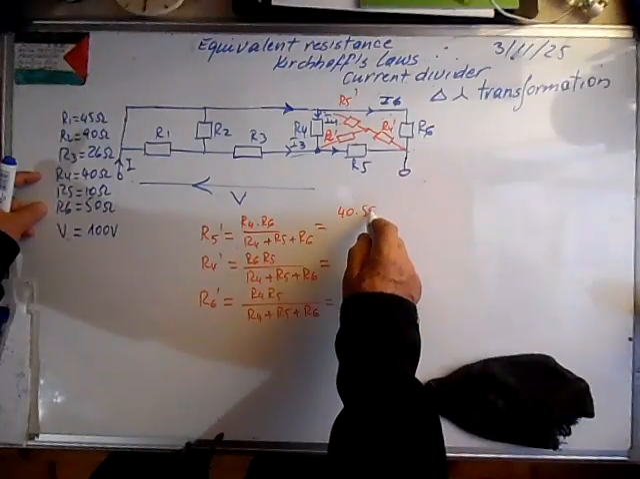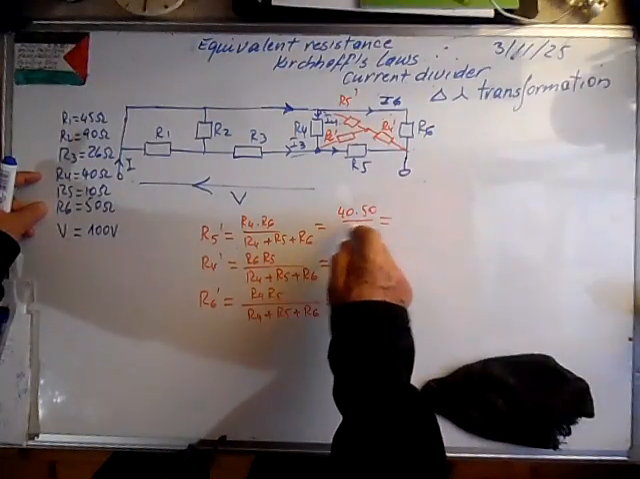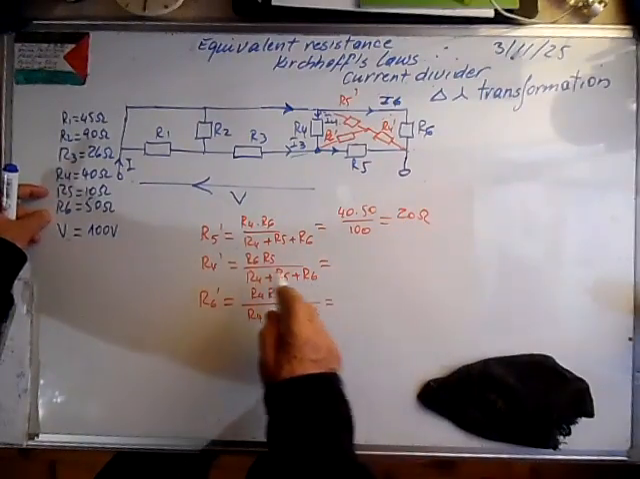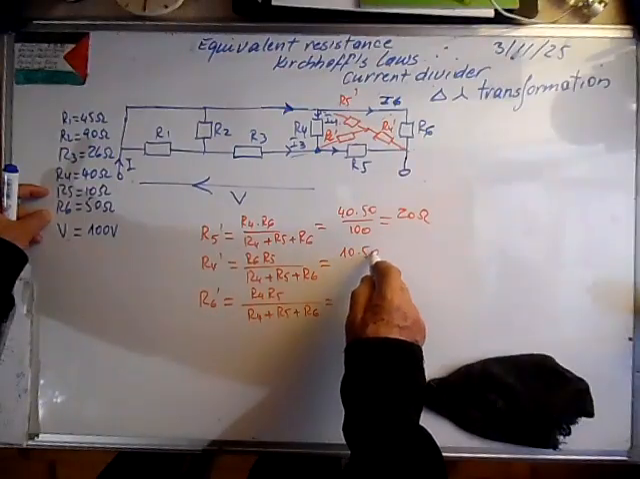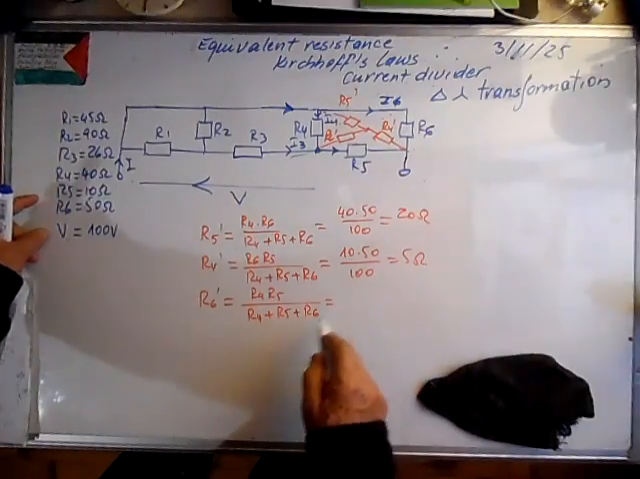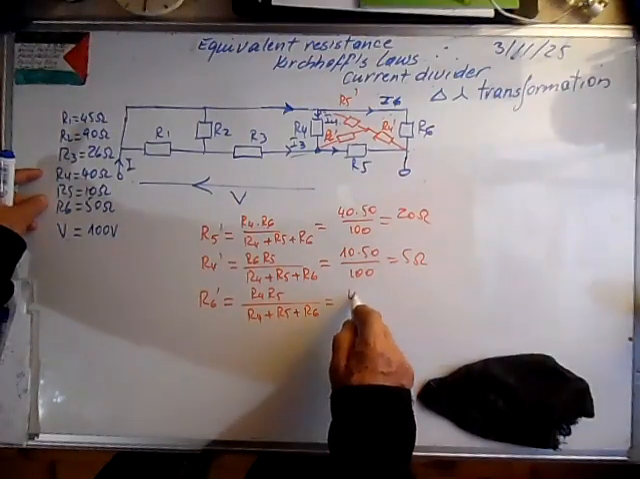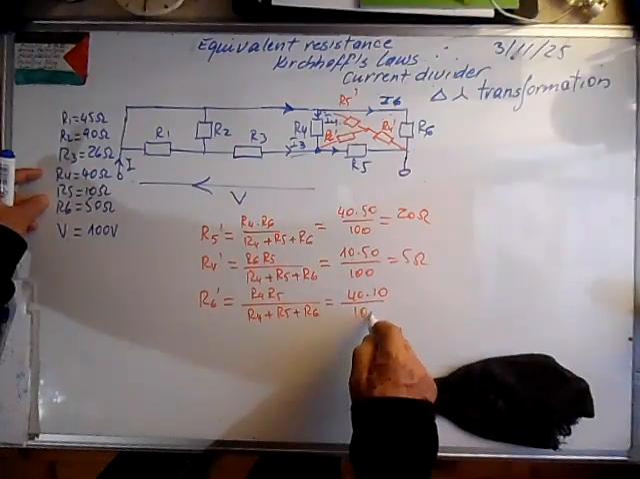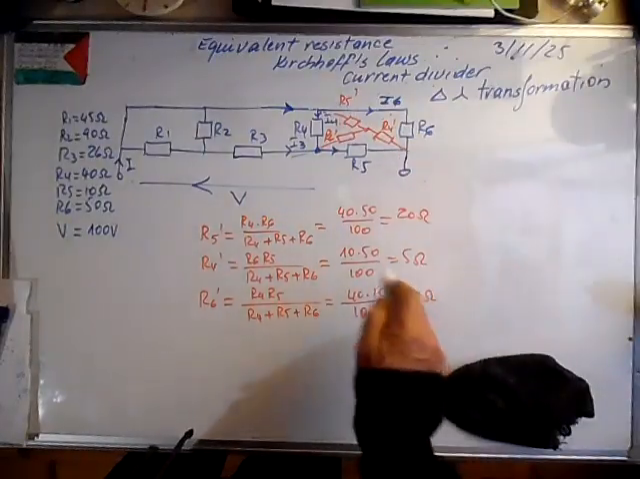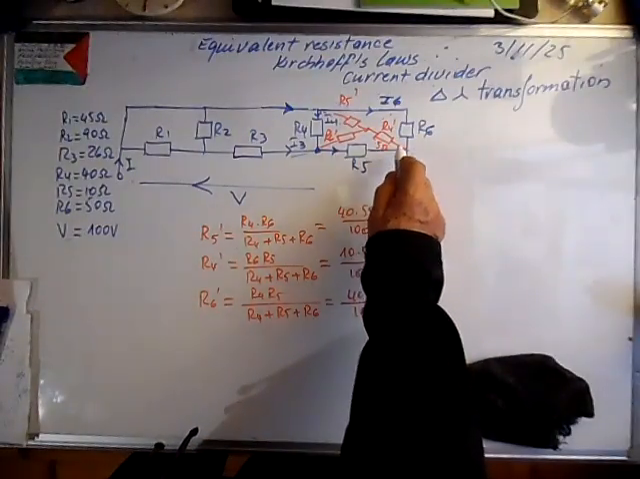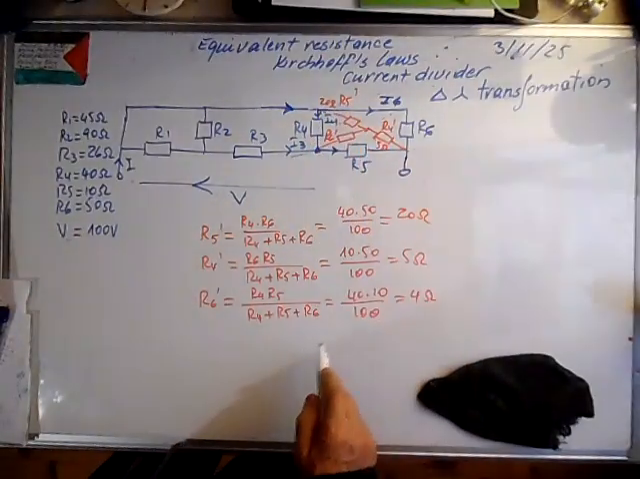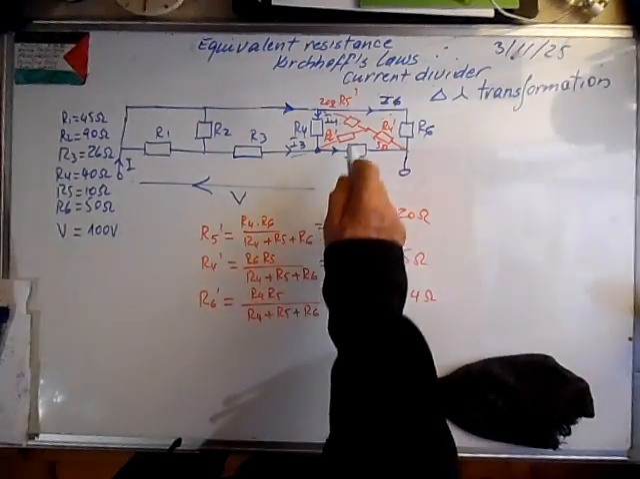Okay, R4 R6, 40 times 50 over the sum, this is 100, so it means 20 ohms. Here R6 R5, 10 times 50 over 100, this is 5 ohms, and here R4 R5, this is 40 times 10 over 100, it's 4 ohms. So this one is 5 ohms, 20 ohms, and our R6 prime is 4 ohms.